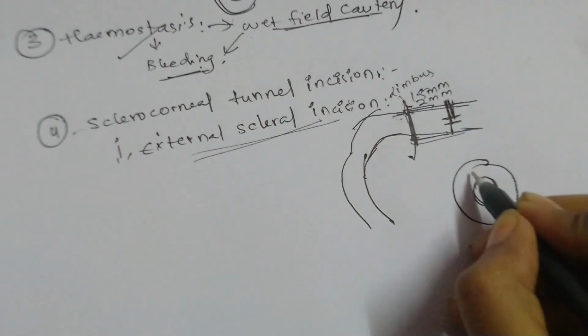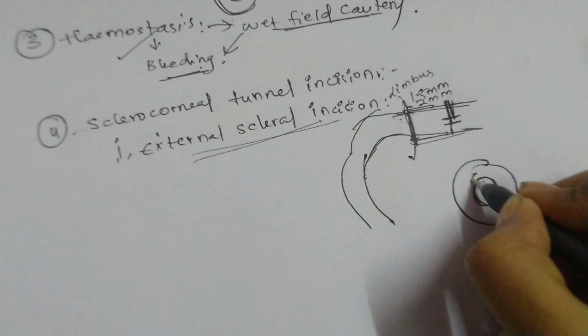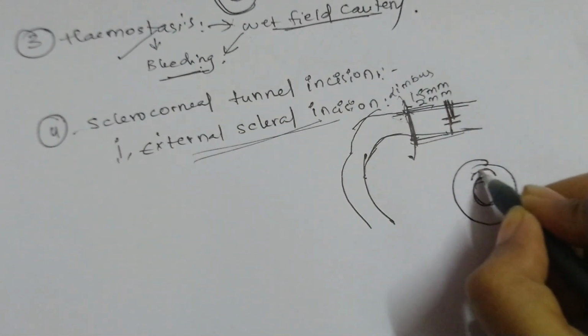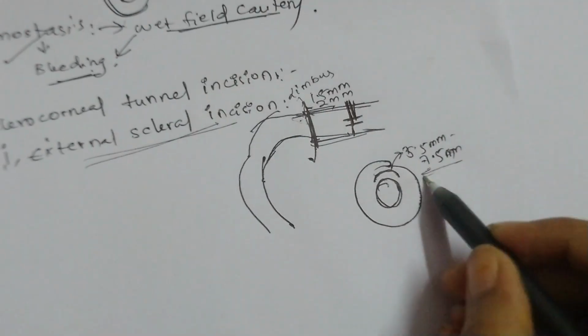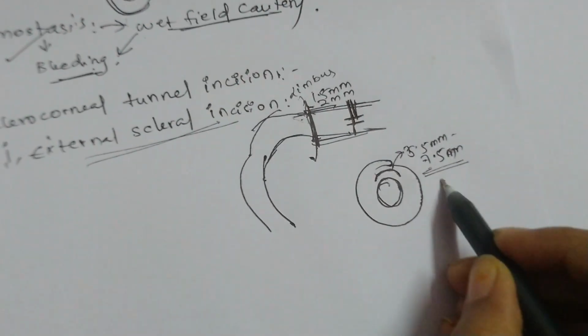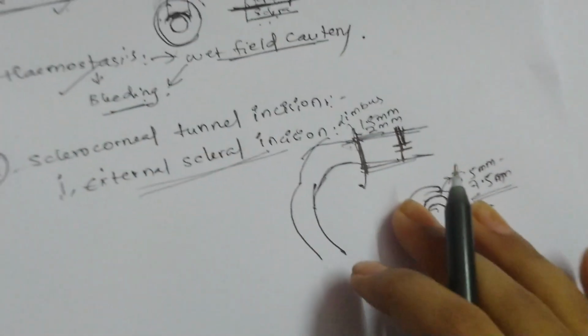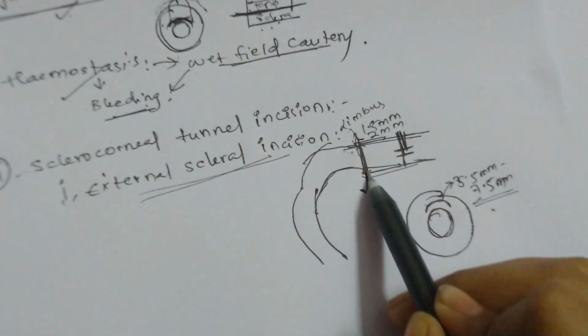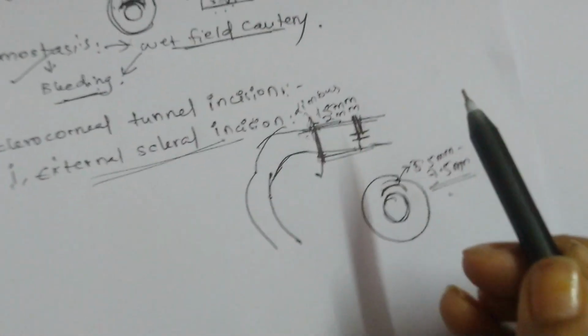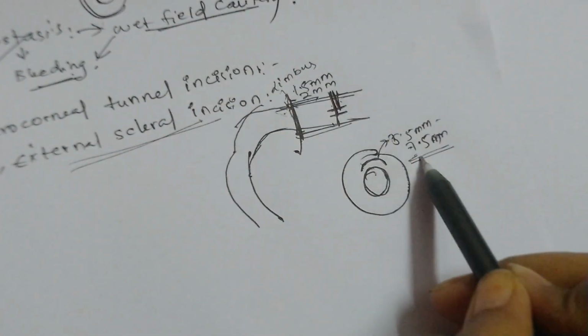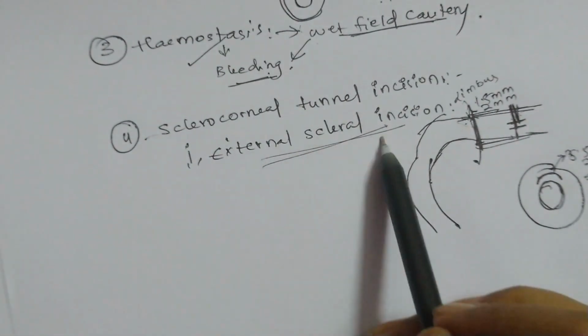This is limbus, and 1.5 to 2 millimeters from the limbus, right? The length is 5.5 to 7.5 millimeters. This length may depend upon the hardness of a nuclear cataract. So 1.5 to 2 millimeters away from the limbus, involving half or 1/3 thickness, we are going to give a 5.5 to 7.5 millimeter length of incision. This is the external scleral incision.